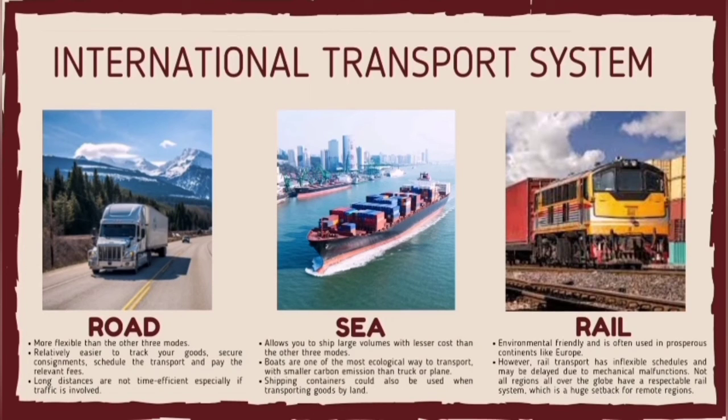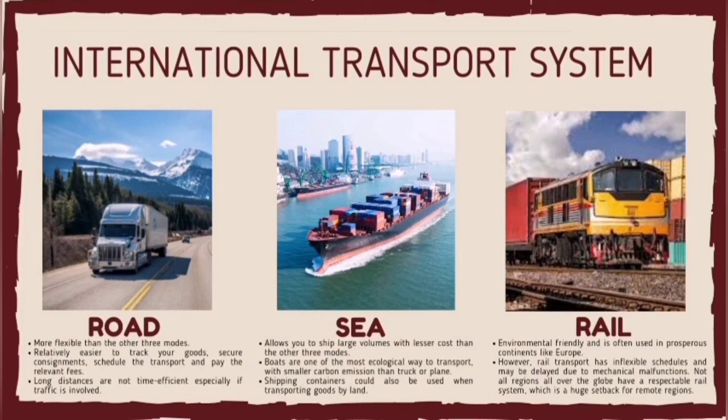Second is sea transport. Sea transport allows you to ship a large volume at lesser cost than the other three modes. Boats are one of the most ecological ways to transport, with smaller carbon emissions than trucks or planes. Shipping containers could also be used when transporting goods by land. However, international transportation could be delayed due to the slow pace, weather shifts, or inflexible routes and schedules.